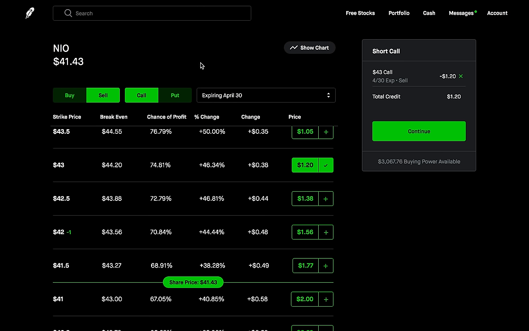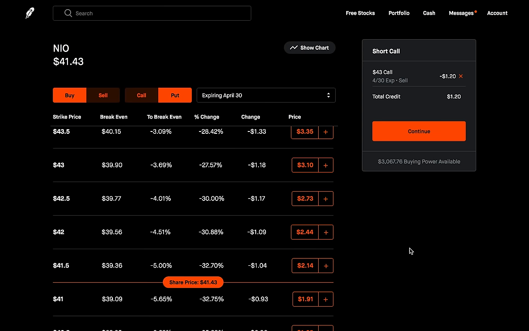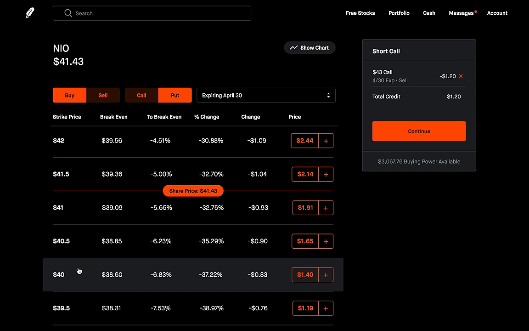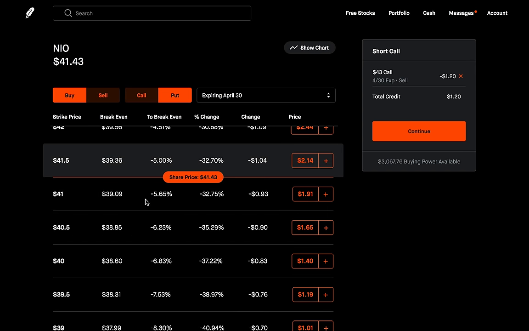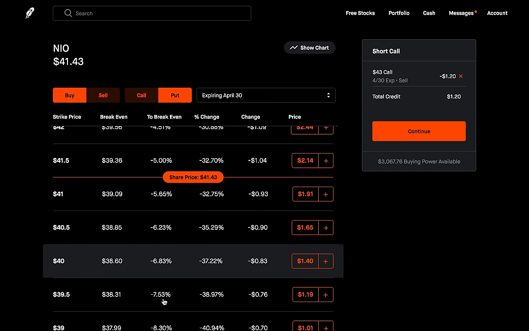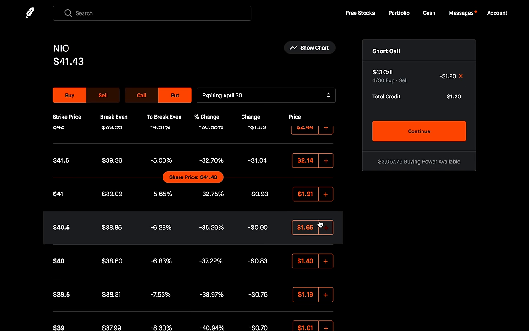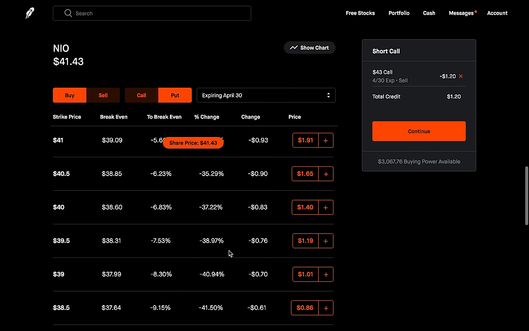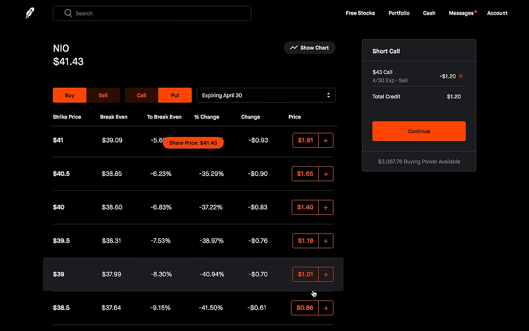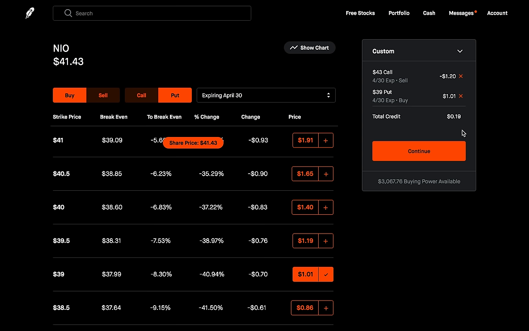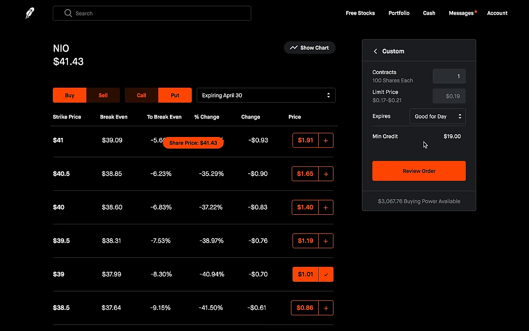At the same time, I'm going to buy an out of the money put. Remember, out of the money for a put is where the strike price is under the share price. So I'm going to buy a put, basically down here somewhere. Depending on which strike you choose and how much you're paying, this may be either a credit or a debit. I'm going to buy this put here at the 39 strike. This is going to cost me $1.01 a share, so I'm still going to receive a credit here. I'm going to receive about $19 for doing this.